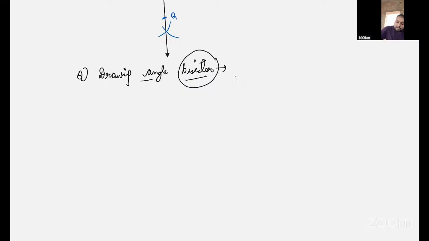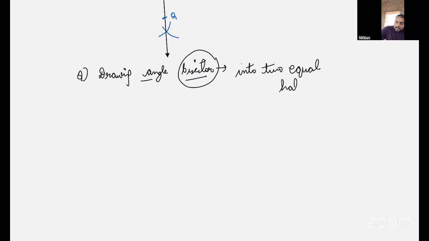Now put a new topic: drawing an angle bisector. Drawing an angle bisector. Now what is an angle? An angle is normally any angle, 90 degrees, 40 degrees, 60 degrees, and bisector means into two equal halves.